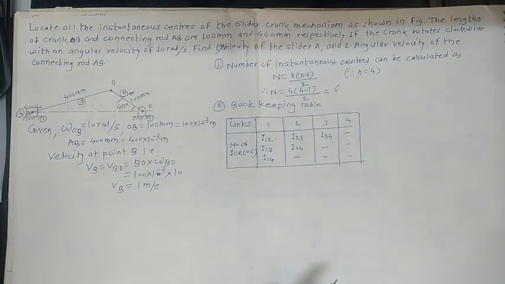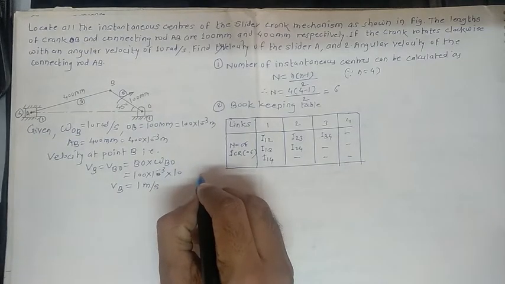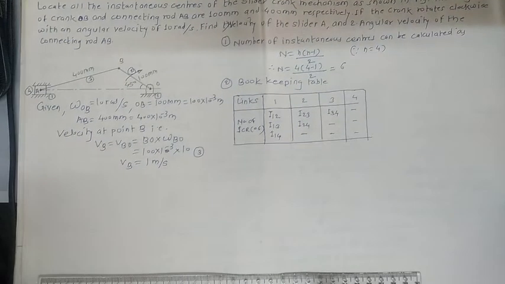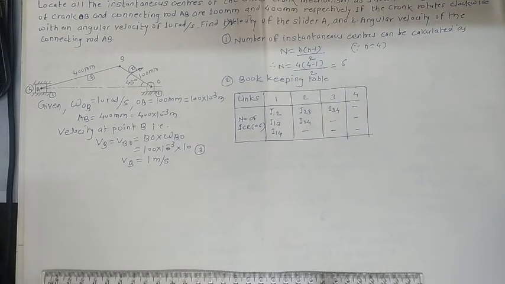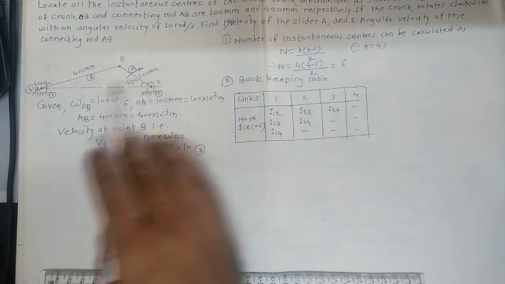In the next step, redraw the diagram with some suitable scale. Now, to decide the suitable scale, see the length of the shortest link and the largest one.